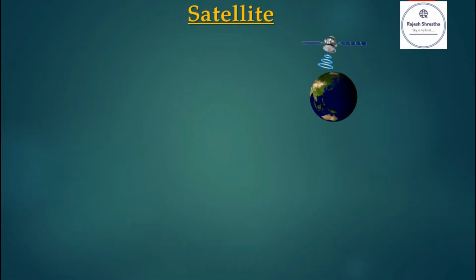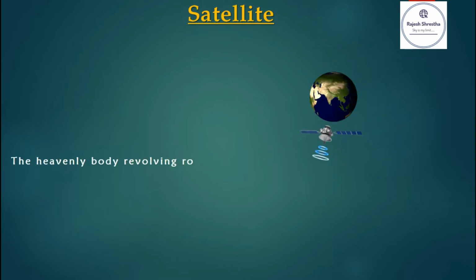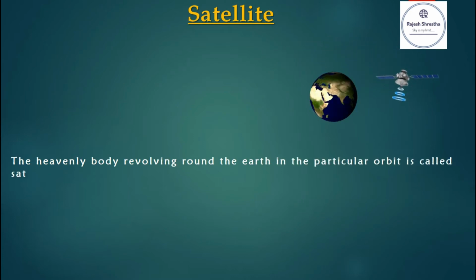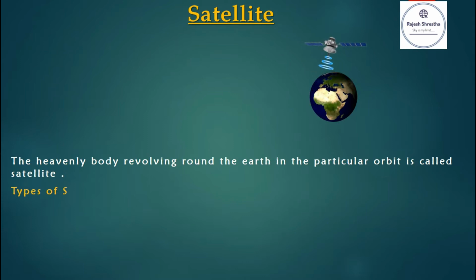We are discussing the satellite. A satellite is a heavenly body revolving around the earth in a particular orbit. So we can define it as: the heavenly body revolving around the earth in a particular orbit is called a satellite. And there are two types of satellite in nature. The first one is the natural satellite and the other one is the artificial satellite.